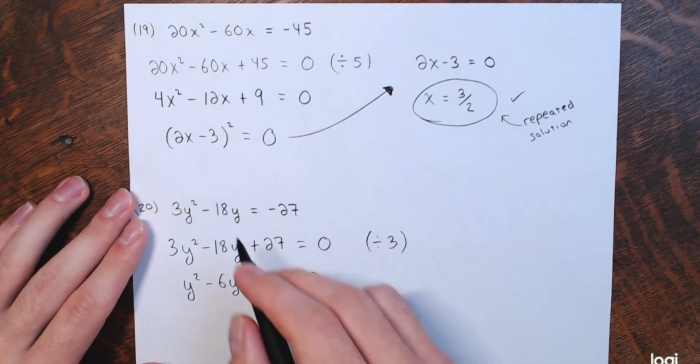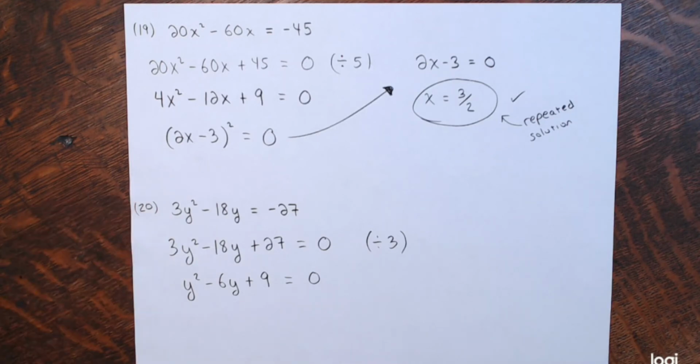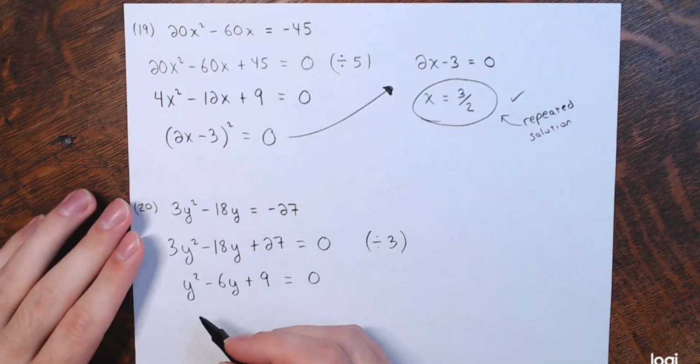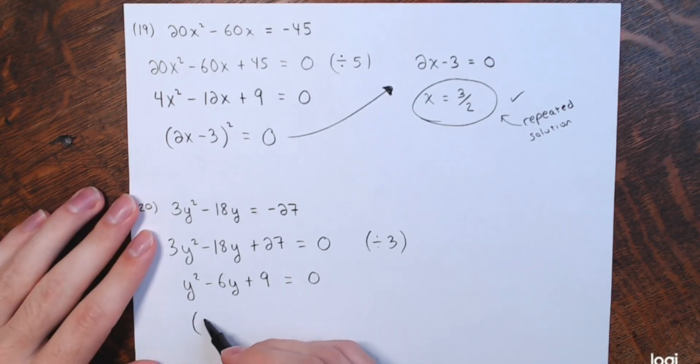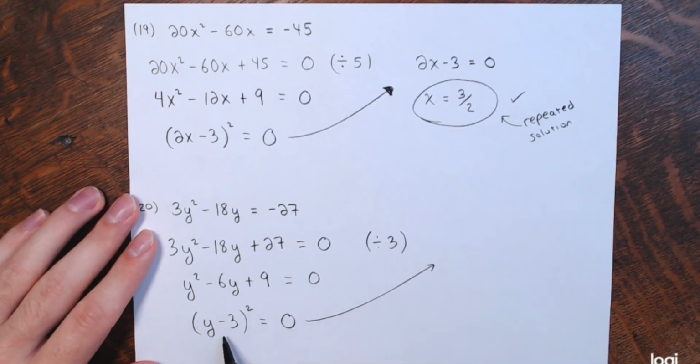And just as in example 19, this y squared minus 6y plus 9, when you factor it, is the same factor twice. They call this a perfect square, or a perfect square trinomial. It would be y minus 3 times y minus 3 again. So you'd have y minus 3 squared equals 0. And I have what I wish for, right? I have a product equal to 0.